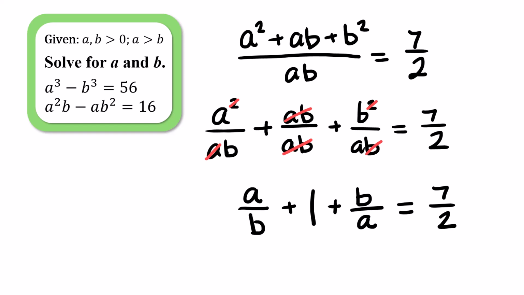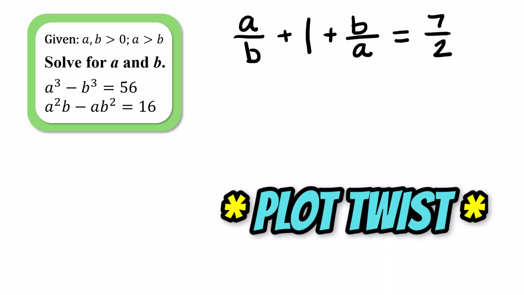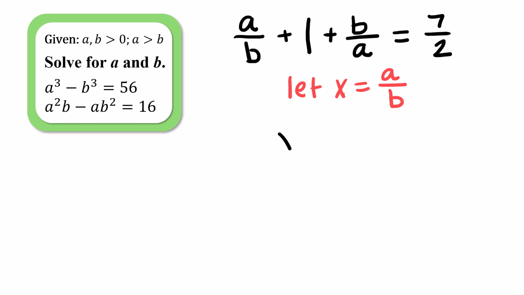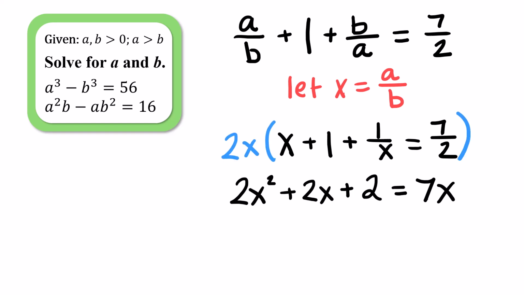so somebody out there is going crazy right now. But I know what I'm doing. Watch this. I'm going to just get rid of two unknowns and make it into one unknown. So I now have an equation in terms of x. If x is a over b, then b over a has to be 1 over x. Multiply everything by 2x so I can clear the fractions.